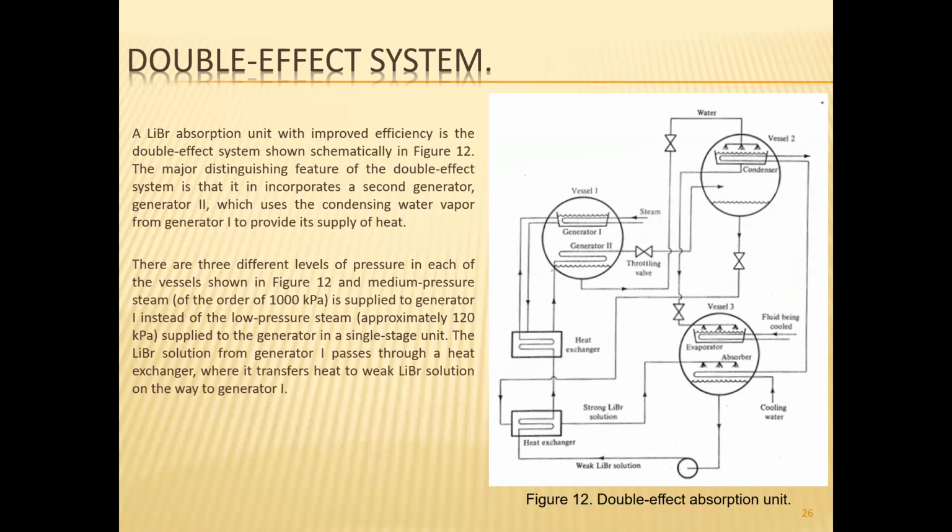There are 3 different levels of pressure in each of the vessels shown in figure 12, because it is double effect. There is a middle one. And the medium pressure steam of the order of 1000 kilopascal is supplied to generator 1, instead of low pressure steam of approximately 120 kilopascal supplied to the generator in a single stage unit. High pressure too. The lithium bromide solution from generator 1 passes to a heat exchanger, which transfers heat to weak lithium bromide solution on the way to generator 1.